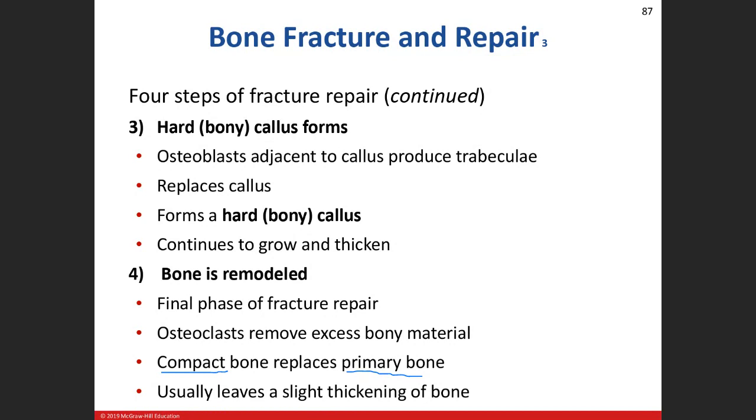We're just going to clean up the area. And the remodeling goes on for some time. In fact, when I broke my leg, I used to have a little bump on my tibia, and it went away years later because it was constantly remodeling.